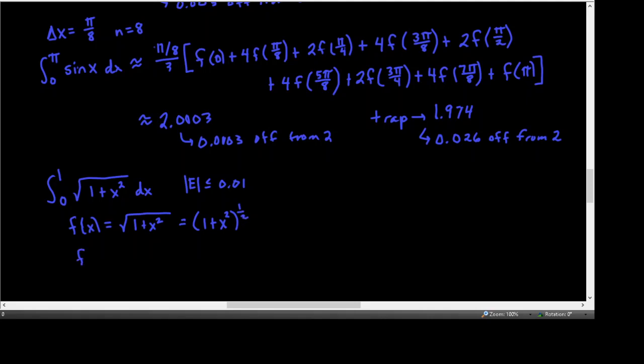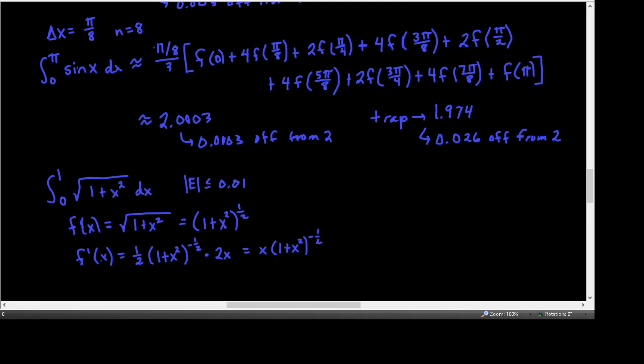So the first derivative is 1/2 times the base, 1 plus x squared, to the power reduced by 1, so negative 1/2. And because of the chain rule, we then have to multiply by the derivative of the inside function. The derivative of 1 plus x squared is 2x. And that simplifies to be x times (1 plus x squared) to the negative 1/2.